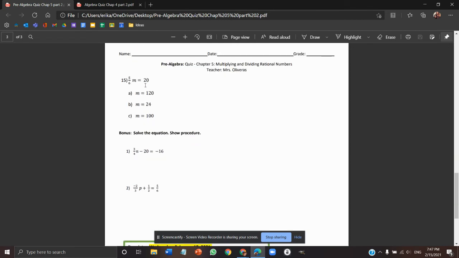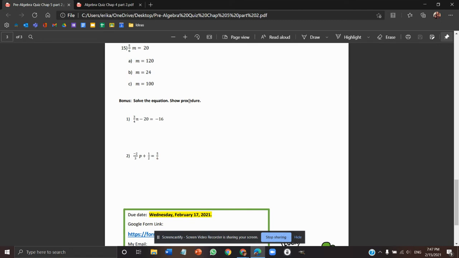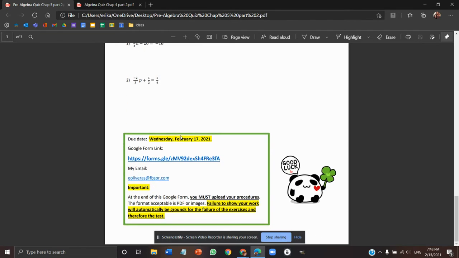And in the last part, yes, this is the last part, it says solve the equation. Now you have an equation and you know that it's an equation because you have the equal sign to it. So you have two parts. You have the left side of the equation, you have the right side of the equation, and you have to find out what x is. And at the end, you have a bonus part, and this is just a few exercises that have a few more steps. That's why there's just two. And again, you have to show the procedure for me to give you those points.